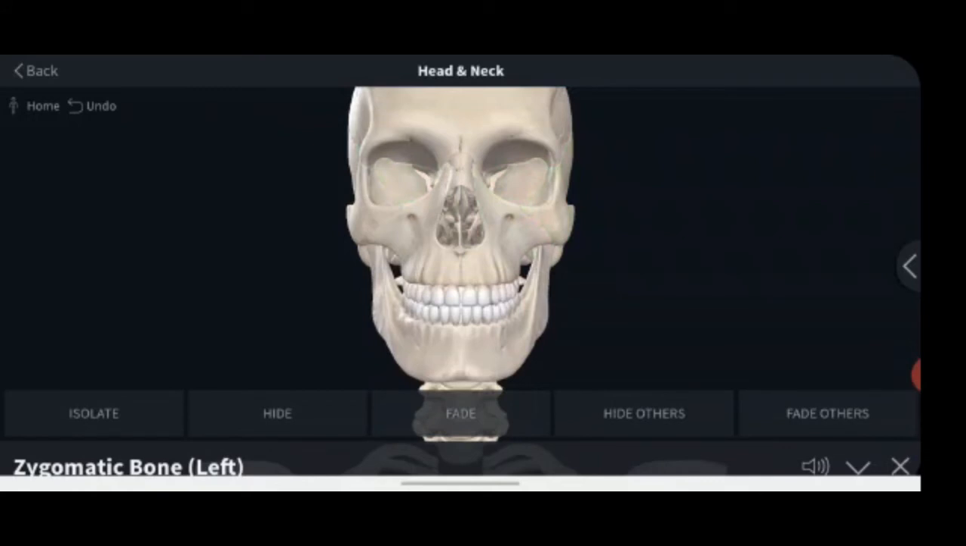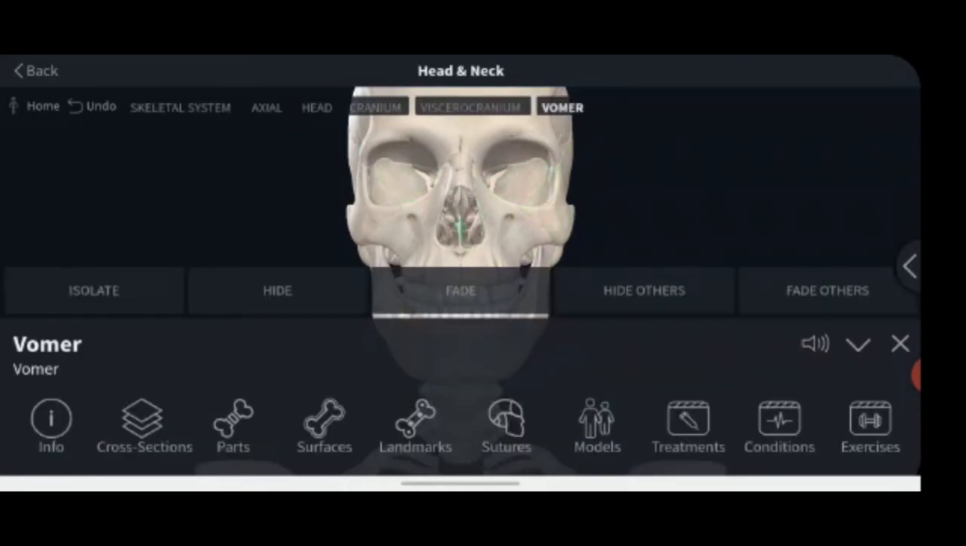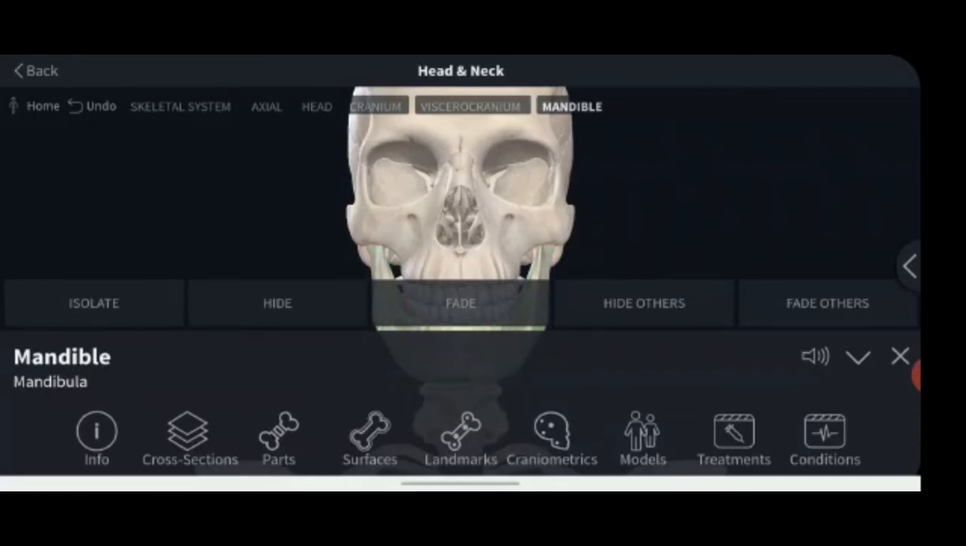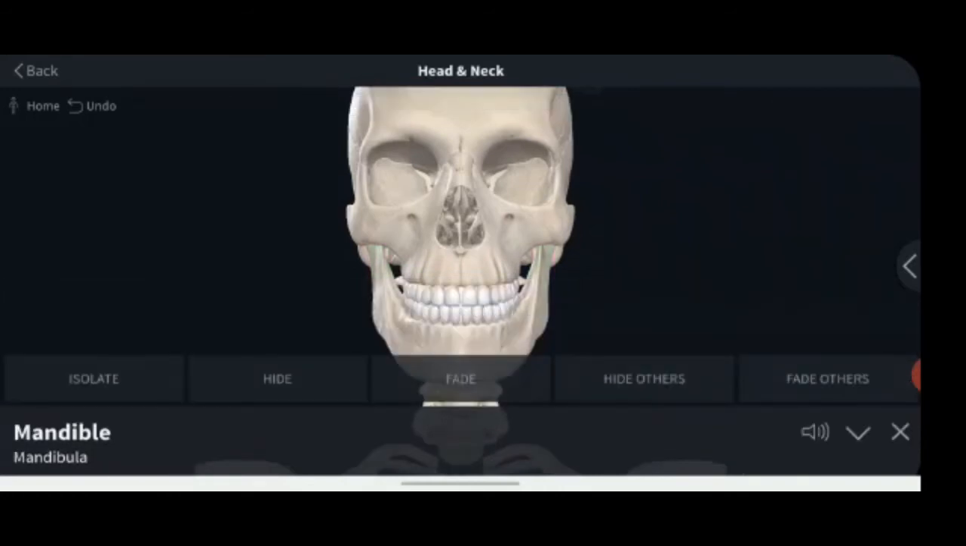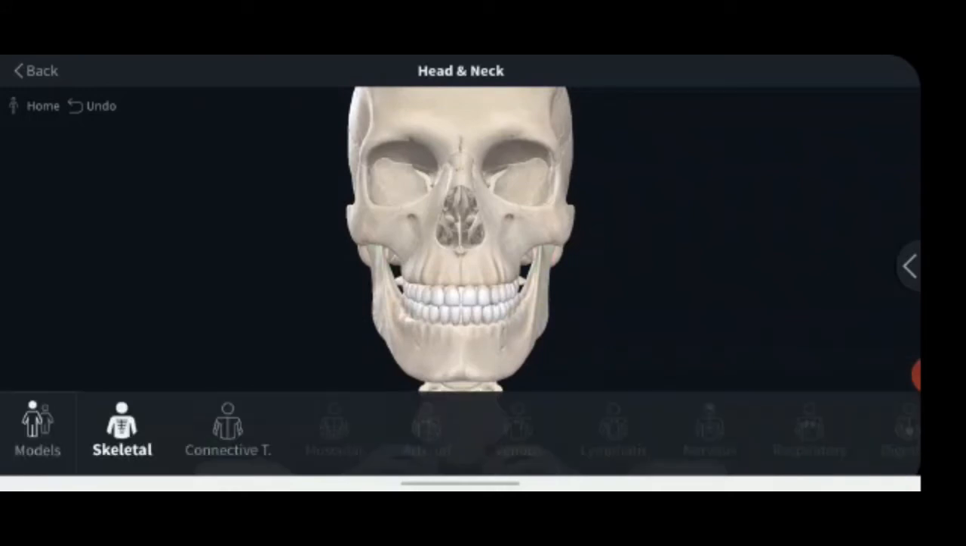So the 14 bones are the paired nasal, maxilla, palatine, lacrimal, zygomatic, and inferior nasal concha. The inferior nasal concha is present in the nasal cavity. Along with these are the unpaired vomer and mandible. So this is the vomer and the mandible. These are the two unpaired bones in the facial skeleton. The neurocranium is made of 8 bones and the splanchnocranium is made of 14 bones, a total of 22 bones.